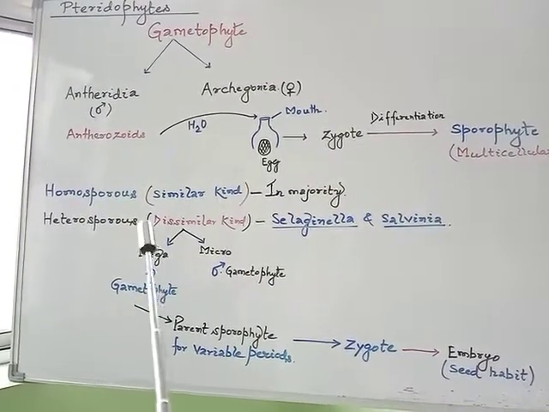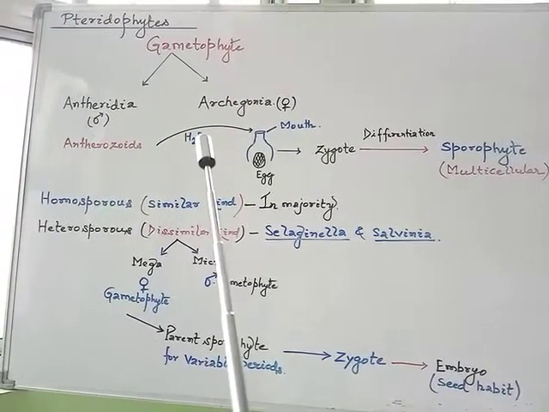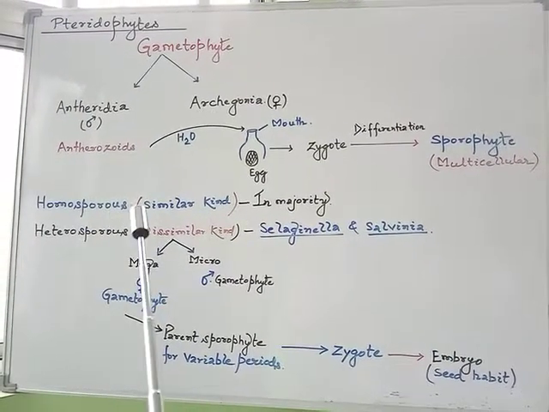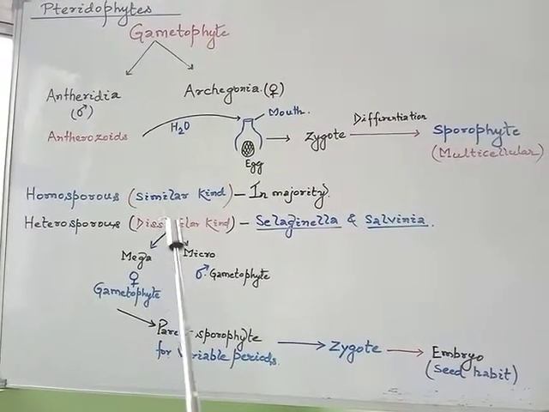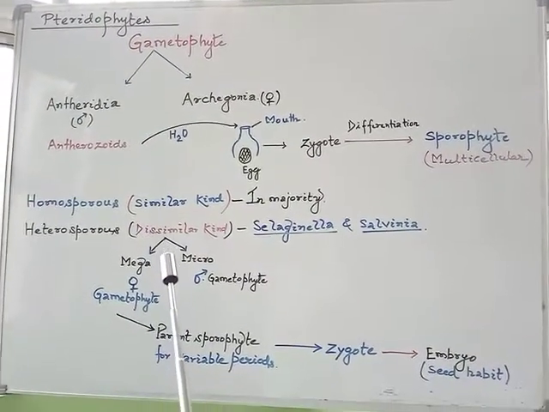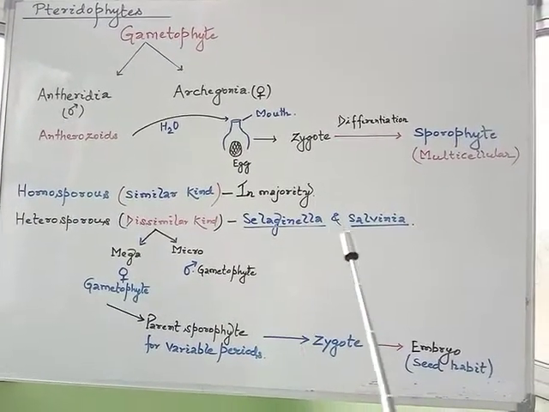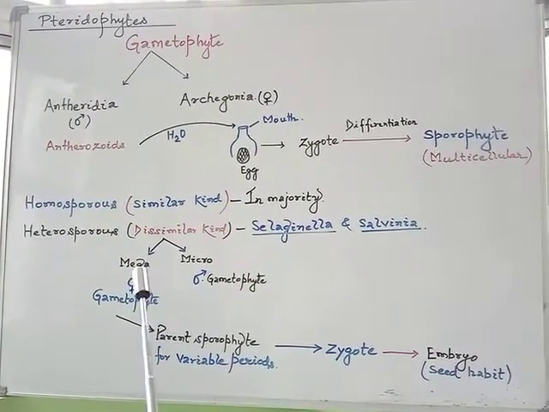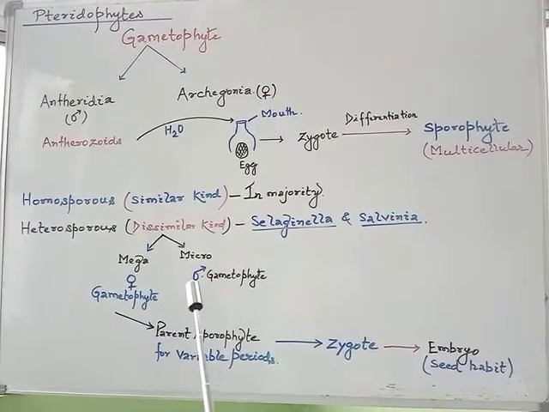Now, depending upon the kinds of spores, certain members have spores of the same kind, the similar kind of spores, so they are called homosporous. The majority of the members show the homosporous condition, whereas certain members show the heterosporous condition, meaning the spores are of dissimilar kind. For example, in Selaginella and Salvinia, the megaspore, which is obviously bigger in size, is the female gametophyte, and the microspore is the male gametophyte.